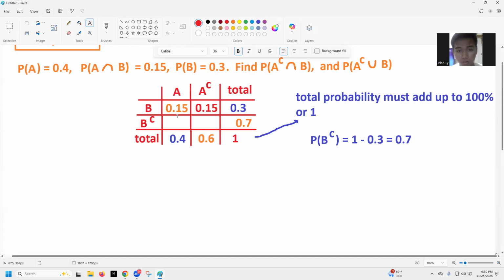Wait, but the total has to be 40%, right? I know that A and B was 15%. Well, no, like in the beginning, it's like A union B, A union B right there. But why is it that? No, I understand. I'm saying initially when you wrote it, why is A union B 0.15?